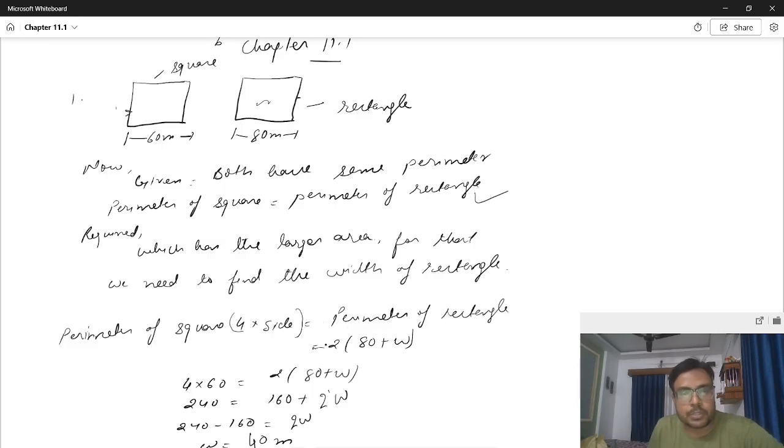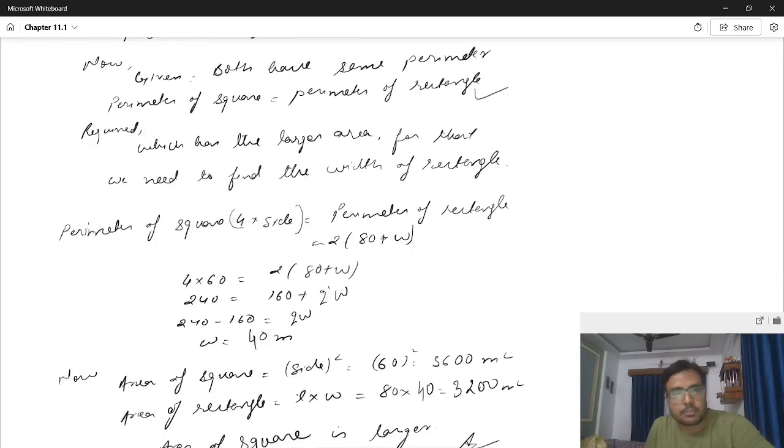So 4 into side is equal to 2 into (80 plus W), length plus width. 4 into 60, as 60 is the side of the square, it is given. So 4 into 60 is equal to 2 into (80 plus W). Now 60 into 4 is 240, which is equal to 160 plus 2 into width. If you solve, 160 will go to this side as a minus sign. 240 less 160 is equal to 2 into width. So the width will come to 40 meters.